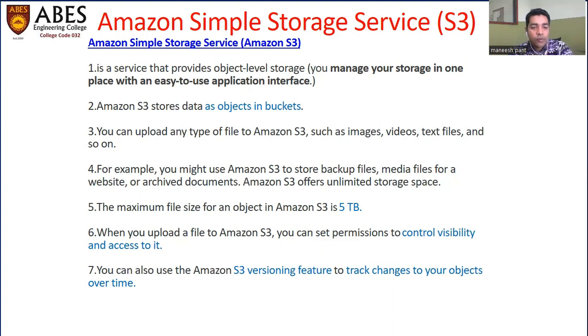The sixth point is when you upload a file to S3, you can set permissions to control visibility and access to it. So you can determine if somebody can access it or not. The seventh point is you can also use the Amazon S3 versioning feature to track changes to your objects over time. You might have to pay some more for this versioning, and by this you can track if any changes are happening in your saved object or saved file in the system, or who is accessing it.